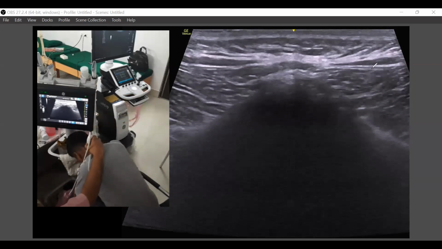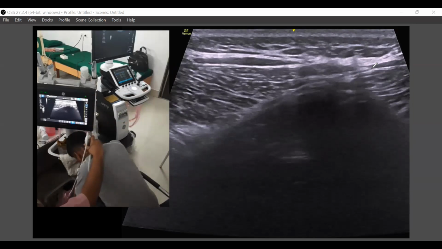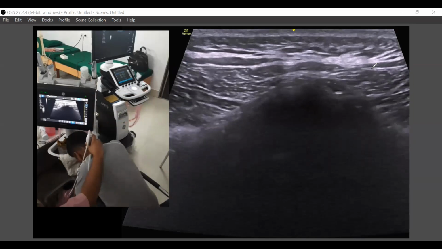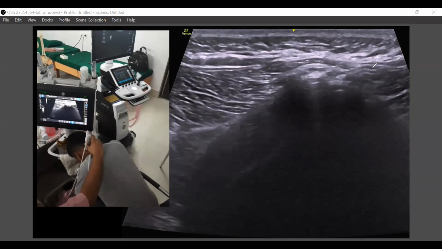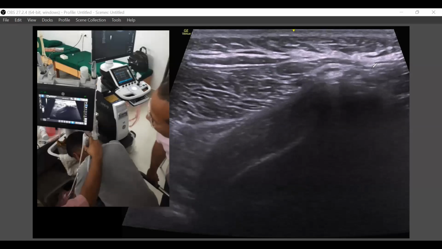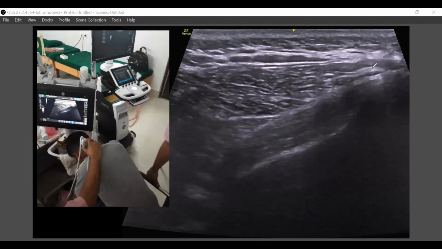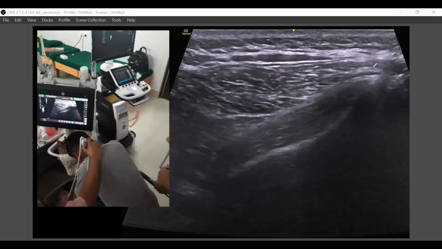Okay, so this is your C2. This is your C2. You can see the lamina very nicely, and I am coming here on this side. You can see the obliquus capitis inferior.